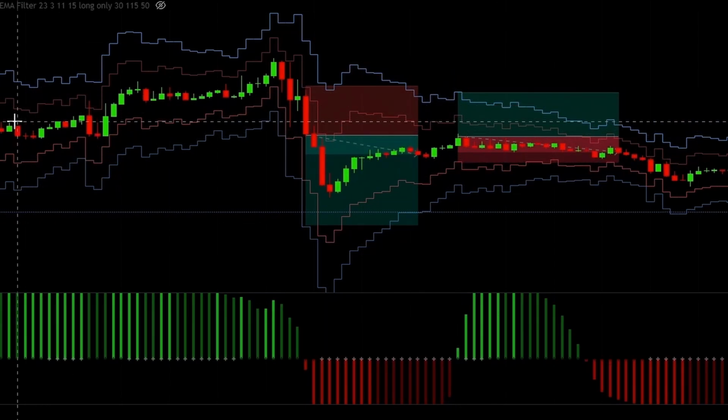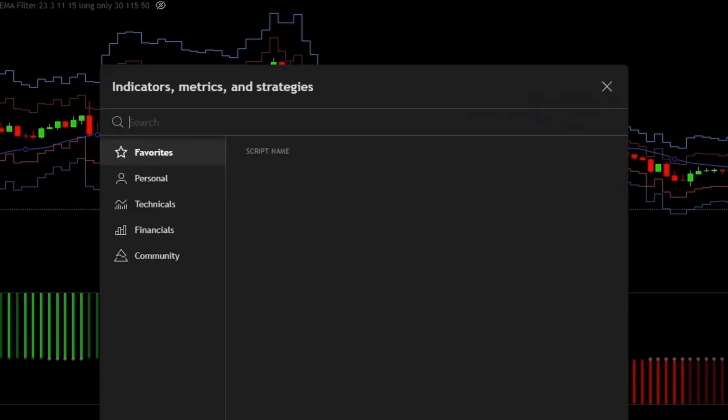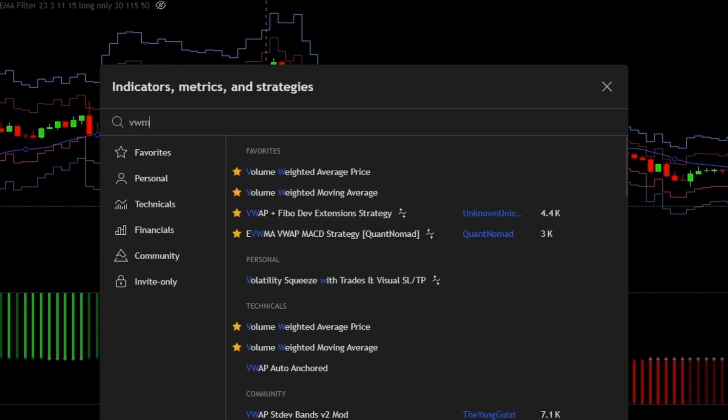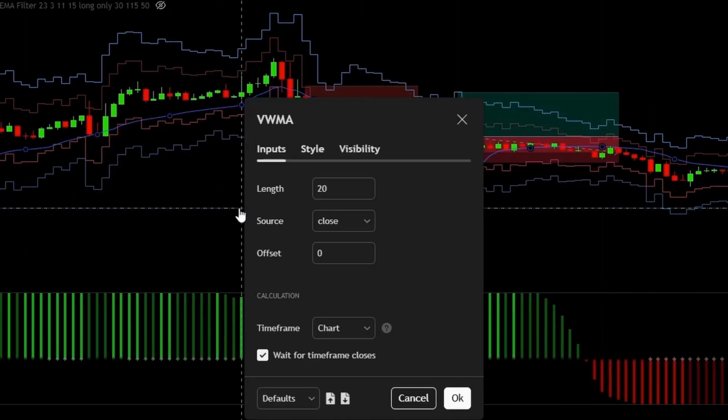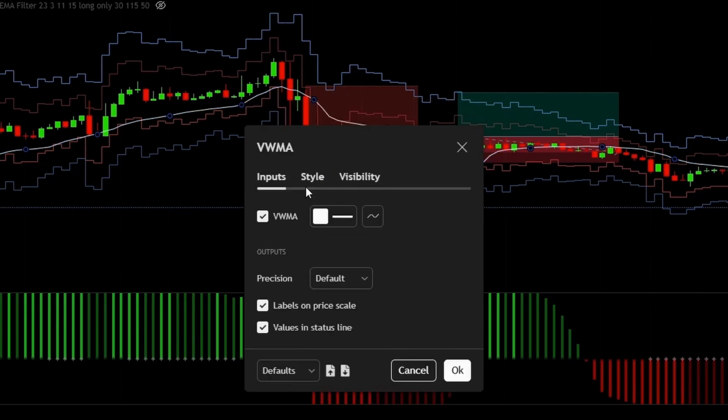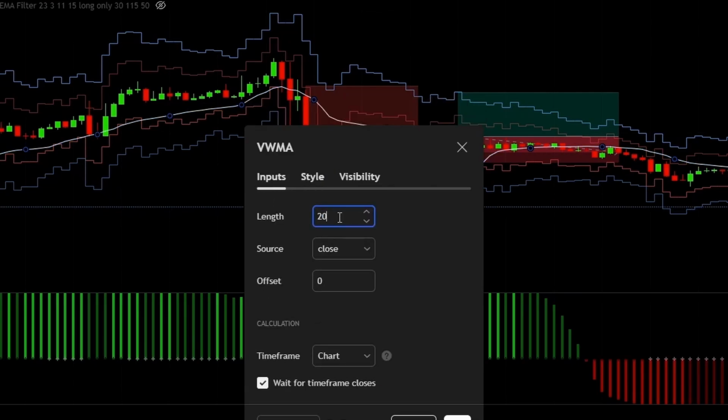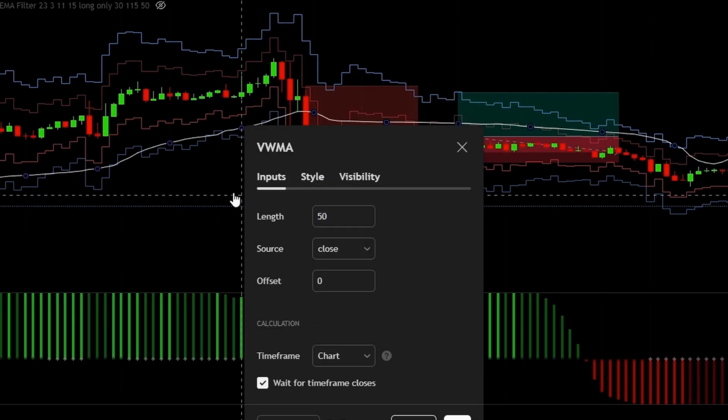But now let's go over the volume indicators and see how I will use them. First of all, the volume weighted moving average. To add that to your chart, type in VWMA and click on this one. It is a simple trend filter, but it uses the volume. I change its color to white and its length to 50.